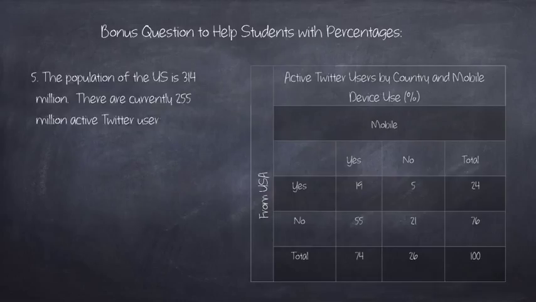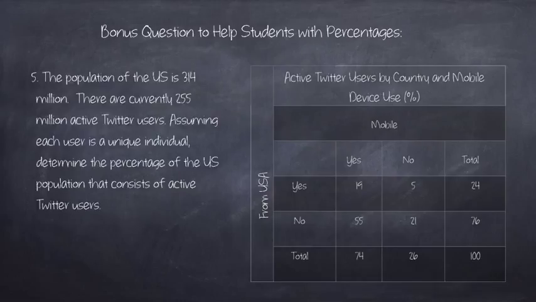The population of the US is 314 million. There are currently 255 million active Twitter users. Assuming each is a unique individual, determine the percentage of the US population that consists of active Twitter users.